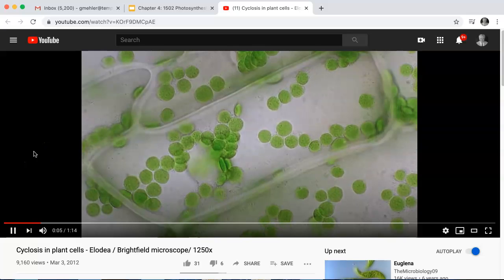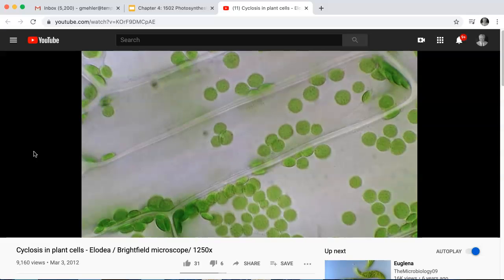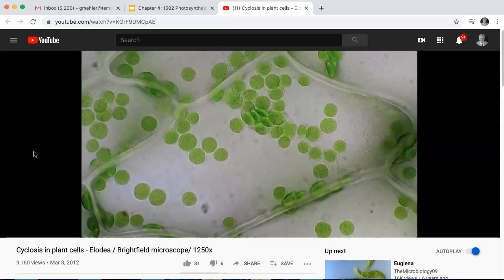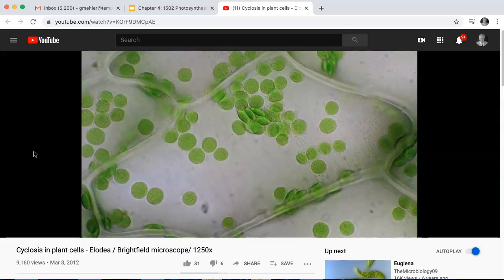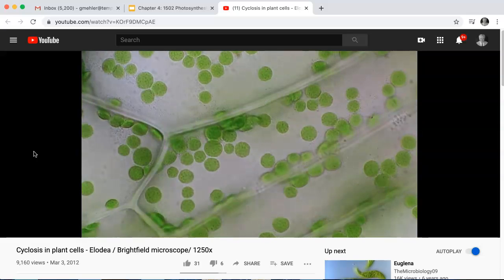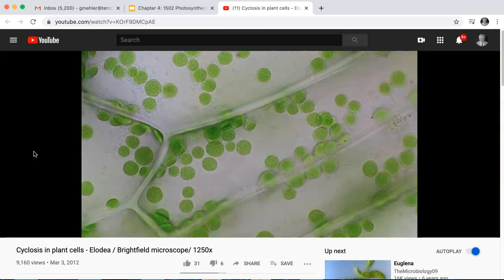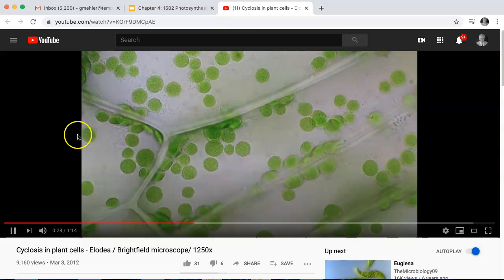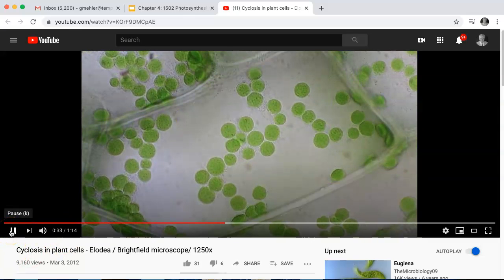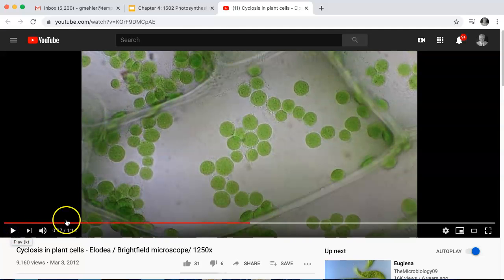So each of those green circles within the cell is called a chloroplast. And your chloroplast is the site of photosynthesis. That's where photosynthesis takes place. And you'll notice that the chloroplasts move around the cell. That's called cyclosis. The chloroplasts move around as the energy of sunlight hits them and as they produce photosynthesis. This is a really nice video. It's only about a minute long. Take a look at this and familiarize yourself with what's going on here. Chloroplasts taking in the sunlight.